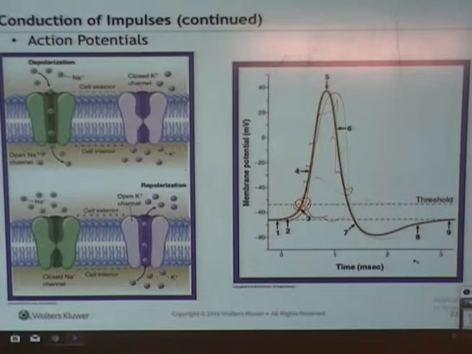When we're trying to restore resting membrane potential, we move 3 sodiums out and 2 potassiums in. That's the wrong way around.